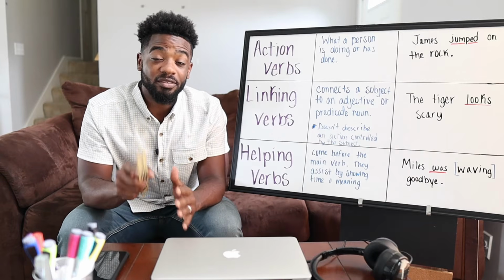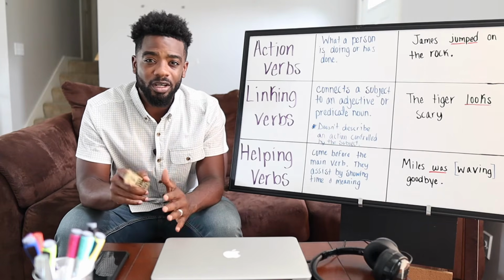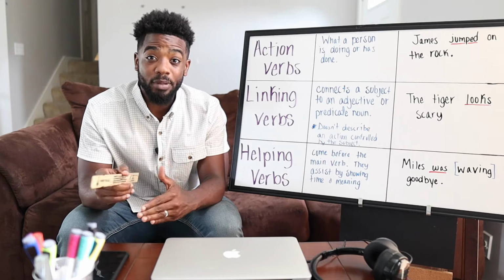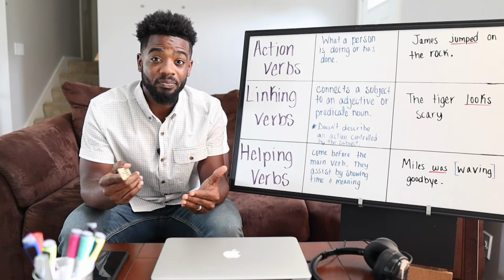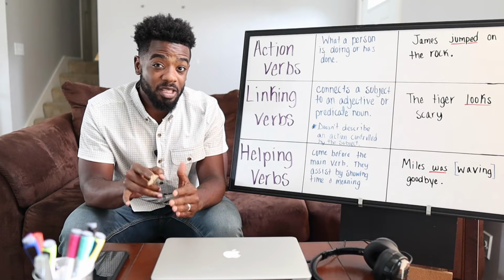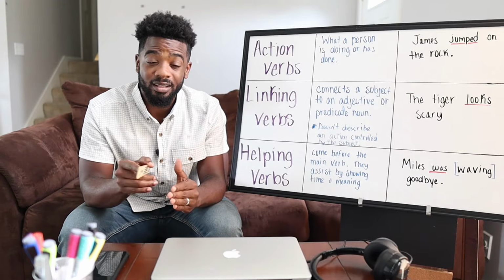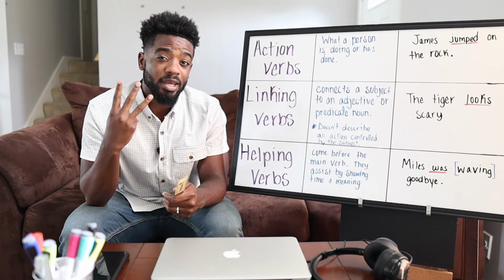Today we're going to talk about verbs. Now, I'm sure you know what a verb is. It's a word that is used to describe an action, a state of being, or an occurrence. However, did you know that there were a variety of different ways that you could use verbs within a sentence? Today we're going to talk about 3 of those ways.